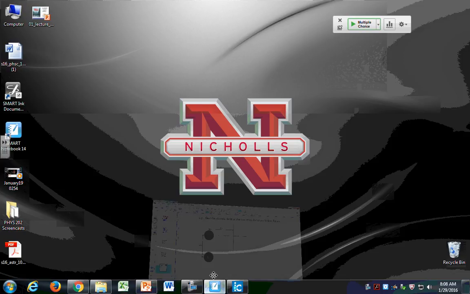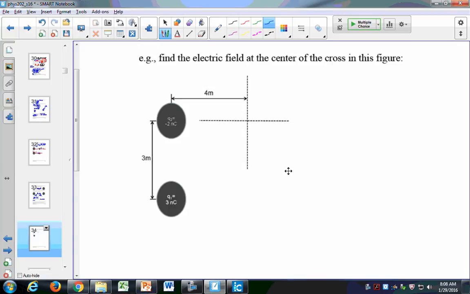Let's see, where were we? Okay, so let's do this. This is going to be another 2D vector problem. I know we've done this a couple times, but just as one last practice of this, because electric fields are vector quantities and we have to treat them as such. Just let me remind you of the steps.